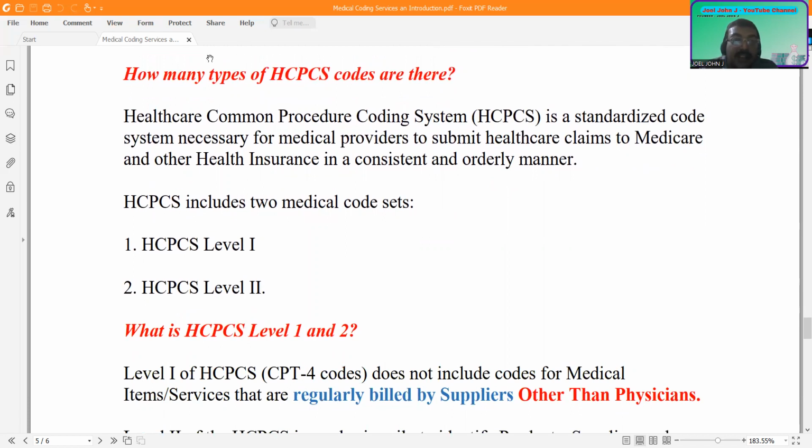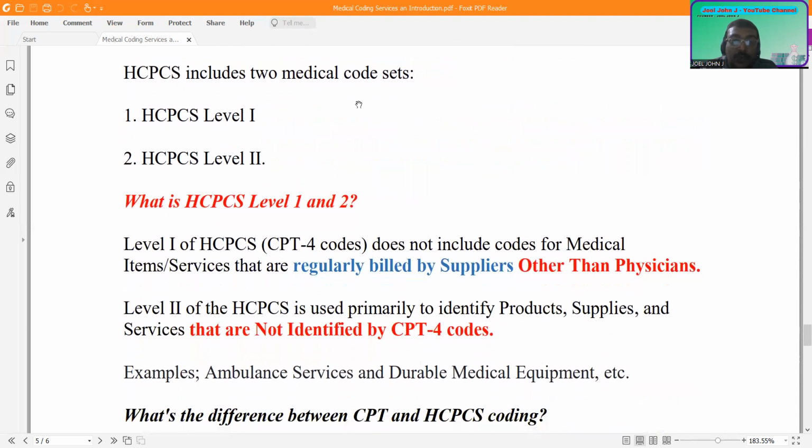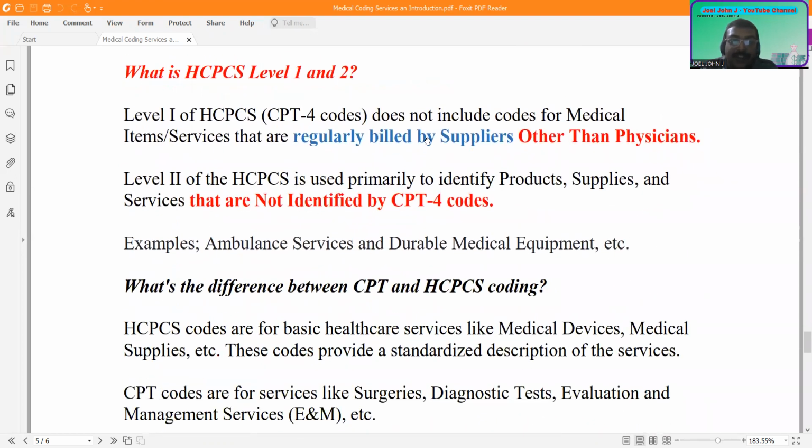Okay. How many types of HCPCS codes are there? The Healthcare Common Procedure Coding System, HCPCS, is a standardized code system necessary for medical procedures to submit healthcare claims to Medicare and other health insurance in a consistent and orderly manner. HCPCS includes 2 medical coding sets. One is HCPCS level 1 and the other is HCPCS level 2. What are these? That's coming in the next question.